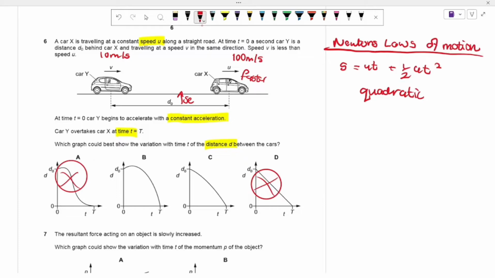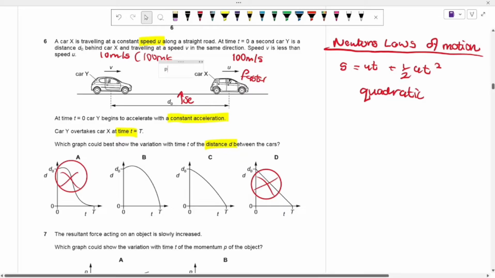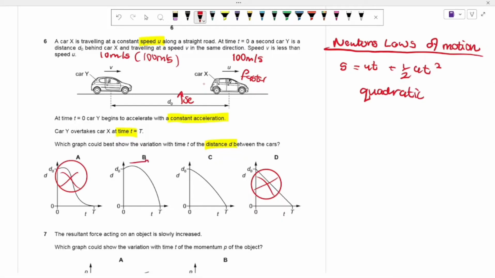There's going to come a point where car Y is going to have the same velocity as car X, right? So let's assume that car Y now reaches 100 meters per second. And at this point, D naught ceases to increase. It's now constant. If this speed now becomes 200, if this speed now becomes 300, then car Y is now faster. It's now going to start to overtake. Hence, it means that the value of D naught is going to decrease.